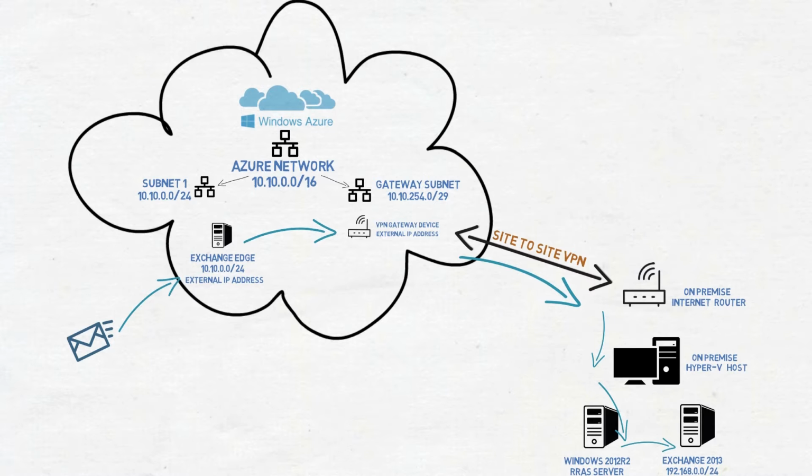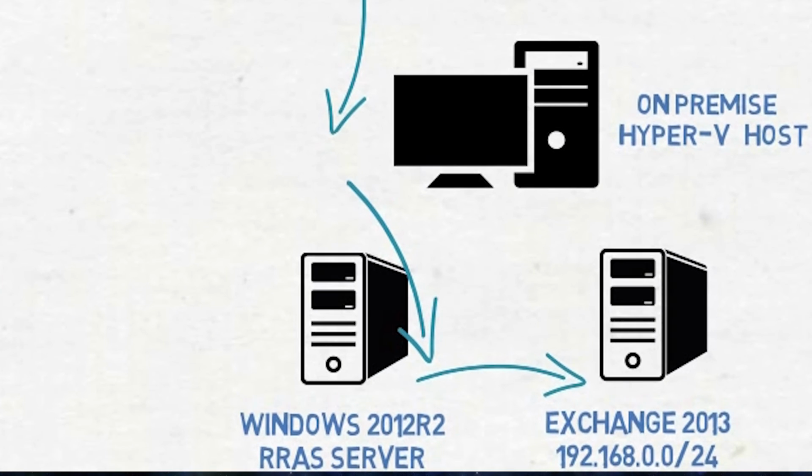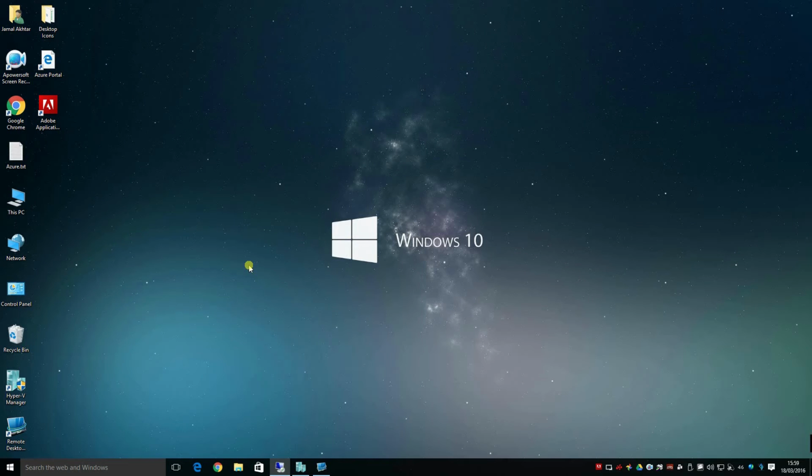So in this tutorial, what I'm going to be doing is setting up the Windows 2012 RRAS server on-premise. That's basically going to be your on-premise endpoint to connect to Azure and allow your on-premise servers to connect to your Azure servers in a seamless way. So this tutorial covers that, and hopefully at the end of it, what we should have is a connected on-premise and Azure solution. Right, let's make a start.